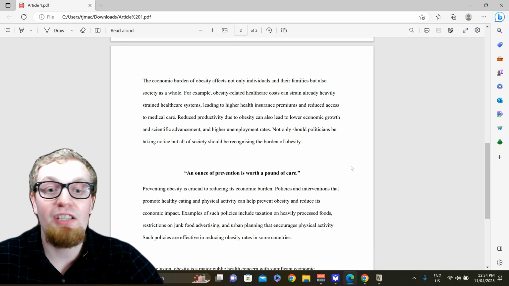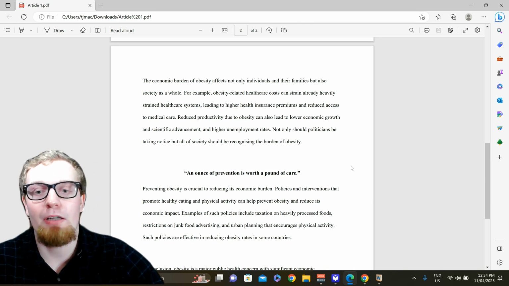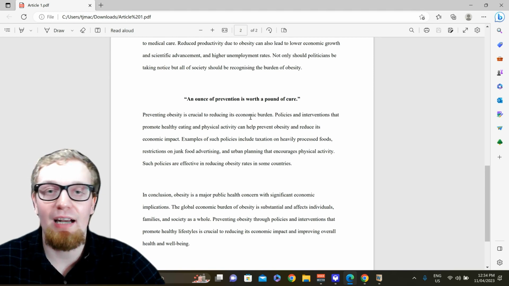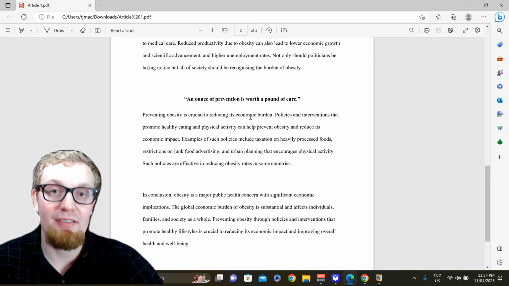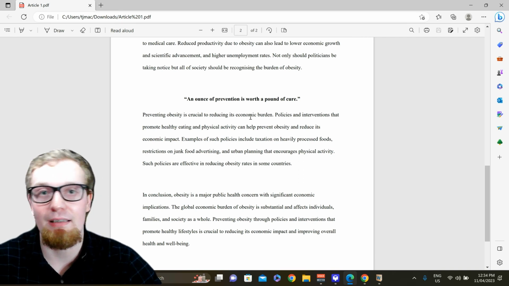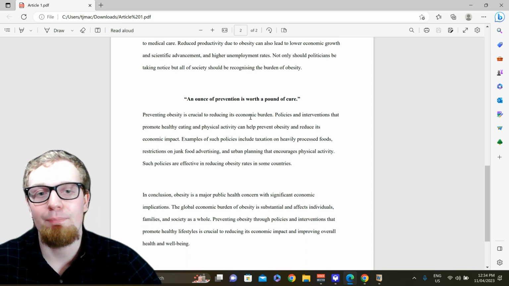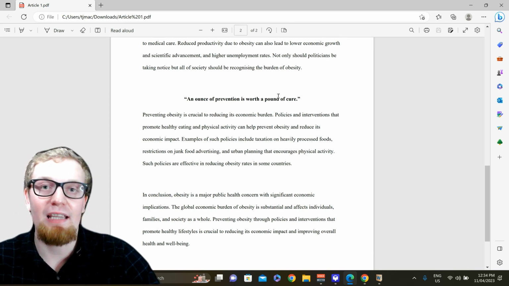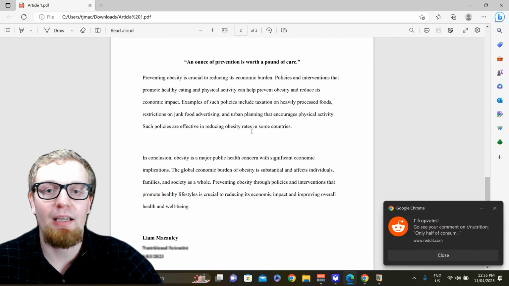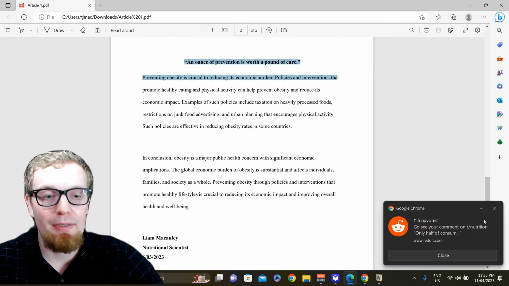Okay, reduced productivity due to obesity can also lead to lower economic growth and scientific advancement. Right? Okay, because if people are unhealthy, they're not able to go study. Their productivity is lower. It really sets the world behind. That's essentially what obesity is doing. Okay, and higher unemployment rates associated with the side effects that obesity occurs, okay, and the comorbidity diseases associated with obesity. Okay, so not only should politicians be taking notice, but all of society should be recognizing the burden of obesity. Okay, and there's a nice little quote that I put up here.